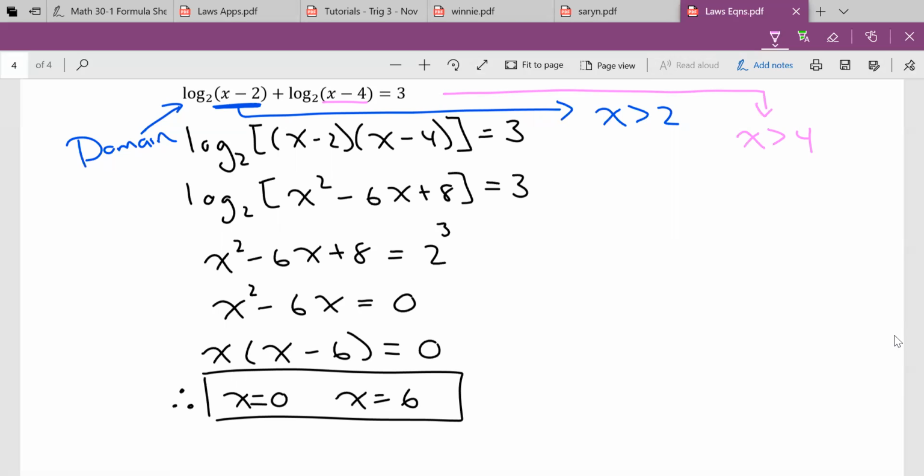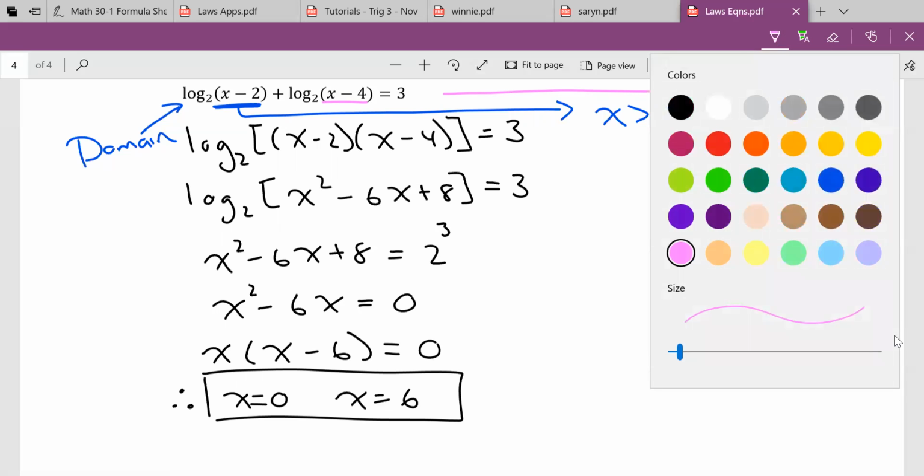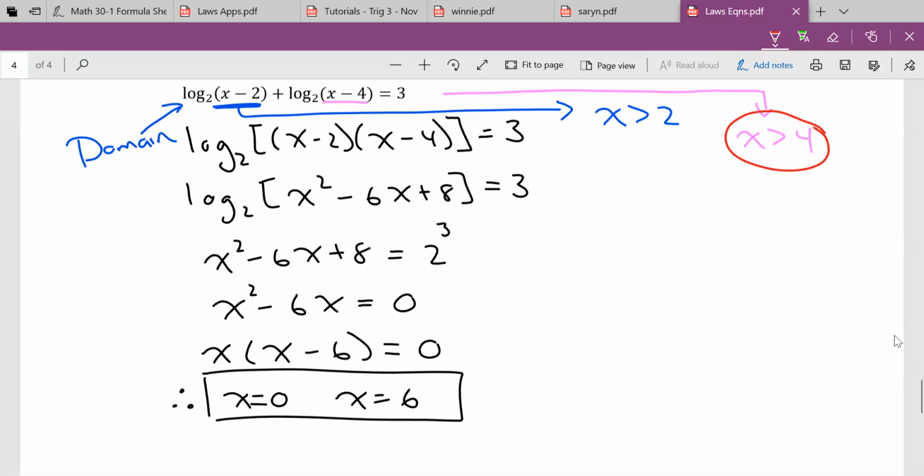Well, I'm going to choose the more restrictive of the pairs. I will choose then this. This is our domain. So the domain of the original equation is this. x such that x is greater than 4, x is an element of the reals. Or if you wanted to write it like this.